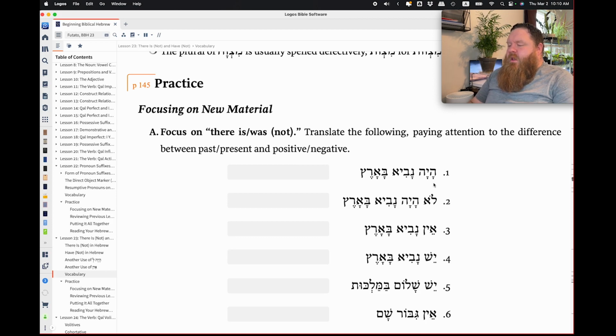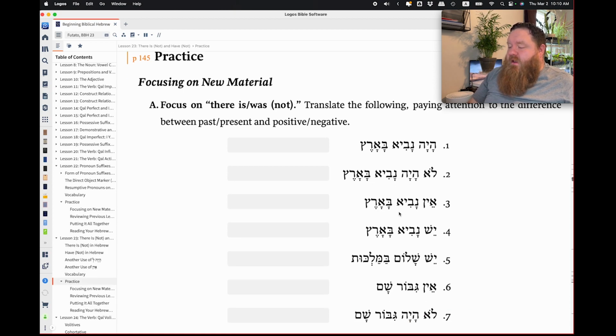All right, so number one, haya navi ba'aretz. There was a prophet in the land. So this here is pretty straightforward, just existence. This is what was there. There was a prophet in the land. This is not possession. There's no lamed preposition on, ba'aretz, not la'aretz. It's not, there was a prophet for the land, which would be like the land had a prophet. This is just, there was a prophet in the land. Past tense, positive. Lo haya navi ba'aretz. There was not. So here we have the lo negating haya. And remember, the lo is going to specifically negate the word immediately following. So there was not a prophet in the land.